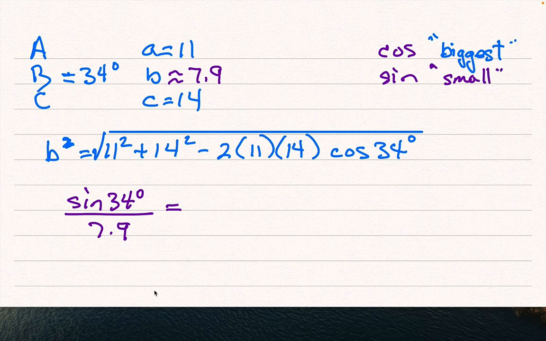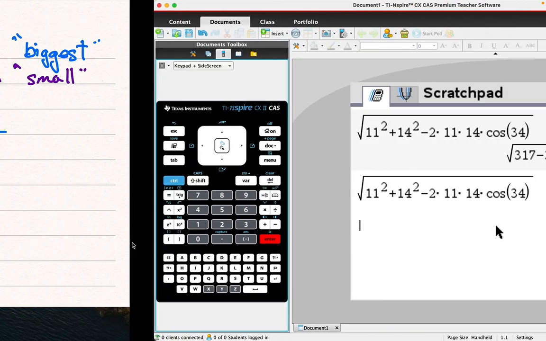Okay, so in this case, I'm going to do angle A. So this is going to be the sine of A all over 11. Now we did this before in the last assignment. What you're going to do is just cross multiply these and divide by 7.9. Let's see that on the calculator.